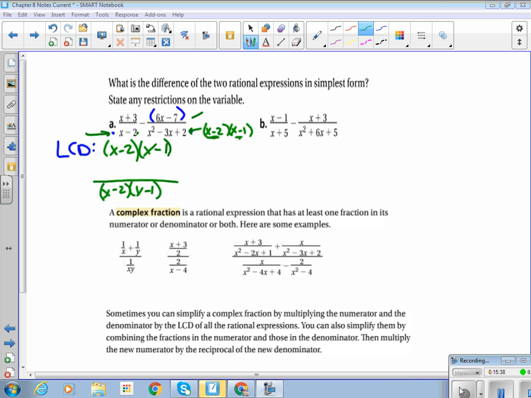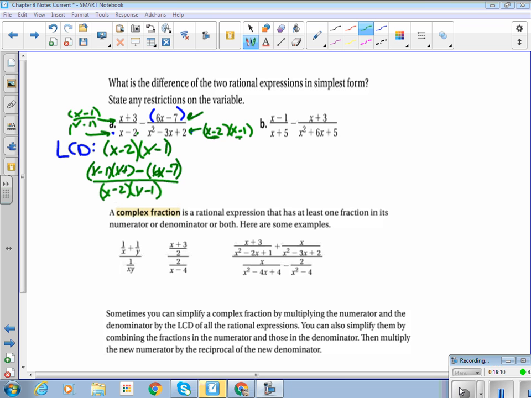This guy, the one on the left, already has x minus 2, x minus 1. He doesn't change. We don't have to multiply him by anything on the top or bottom. This guy right here, he only has an x minus 2, so I need to go ahead and give him an x minus 1. So I'm going to get x minus 1 times x plus 3 minus 6x minus 7.